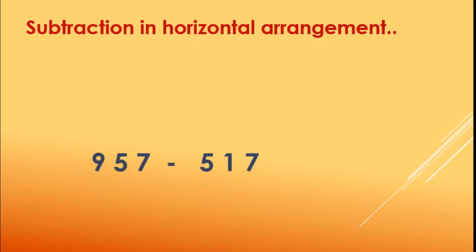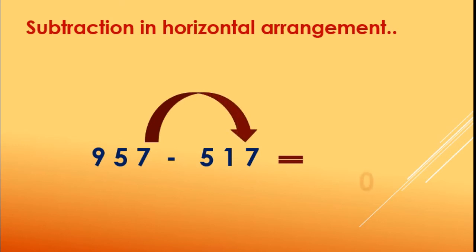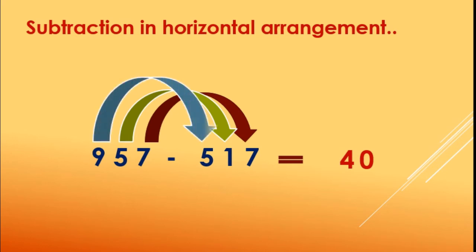One more sum. Here in the unit place, 7 minus 7 is equal to 0. Tens place, 5 minus 1 is equal to 4. In the hundreds place, 9 minus 5 is equal to 4. For this, students, the answer is 440.